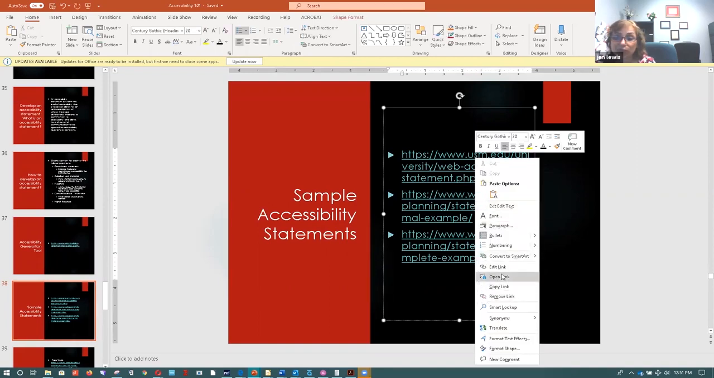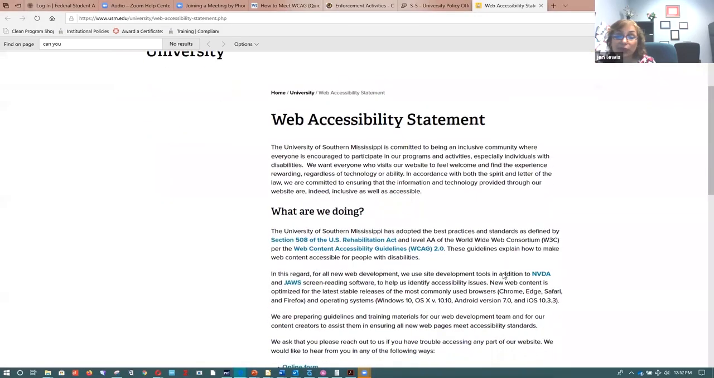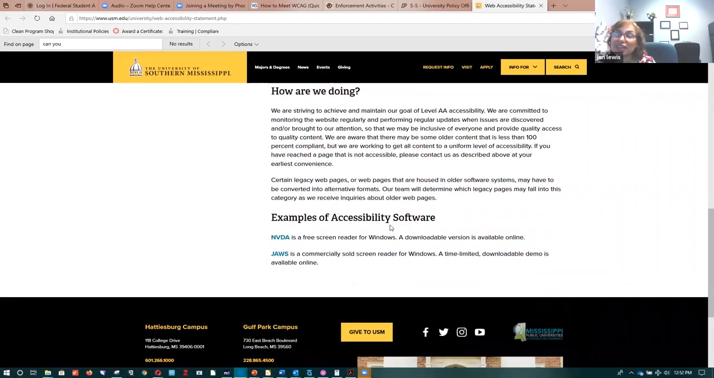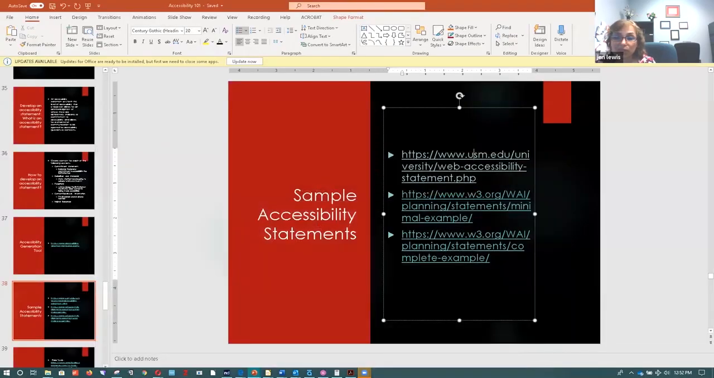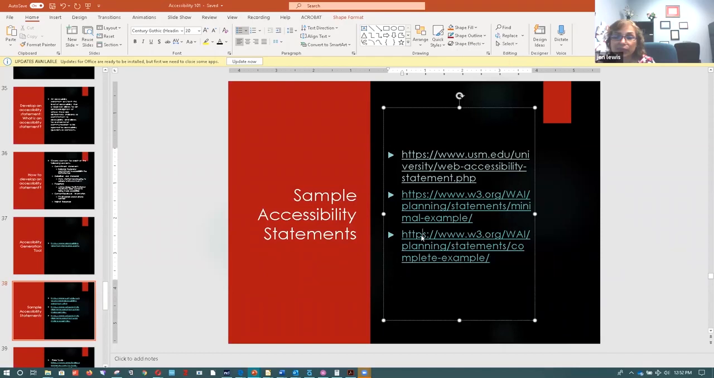We don't have tools on here, I don't think. But this is ours at the top here. What are we doing? How are we doing? Well, yeah, I guess there are the tools. Examples, accessibility software. But I think the other one here, these are some planning statements. Let's see if it'll open.